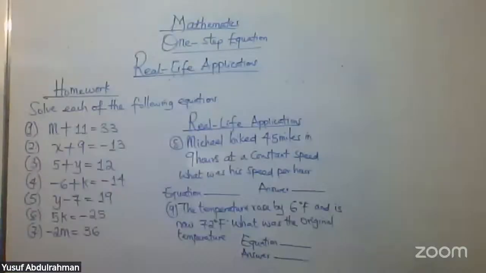Irena is not in class. Okay, I've seen that. What does number 9 say? Number 9. Have you seen number 9 too? Okay, the temperature rose by 6 degrees Fahrenheit and is now 72 degrees Fahrenheit. What was the original temperature?